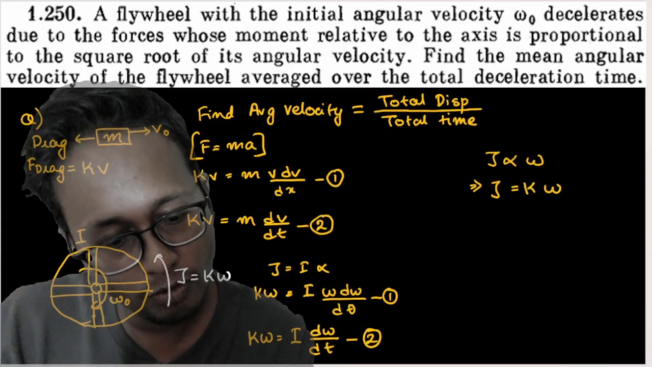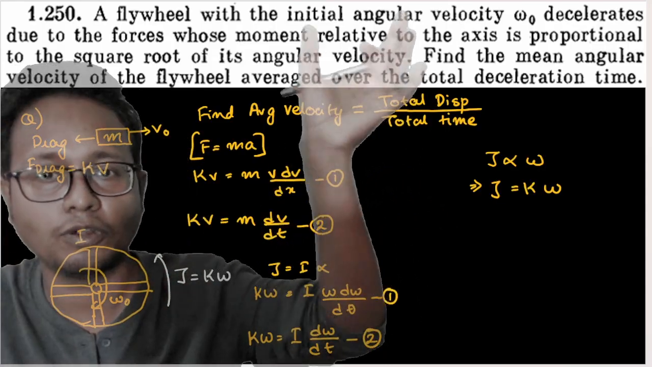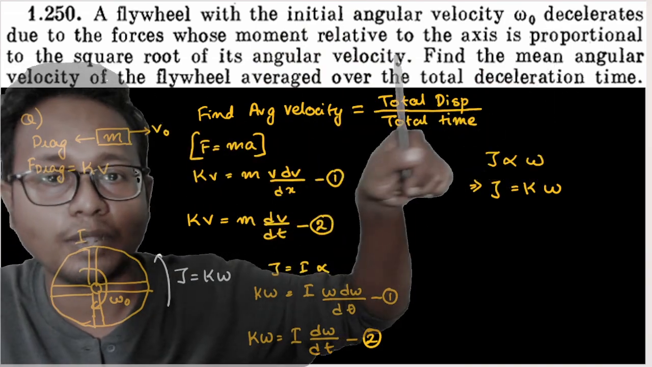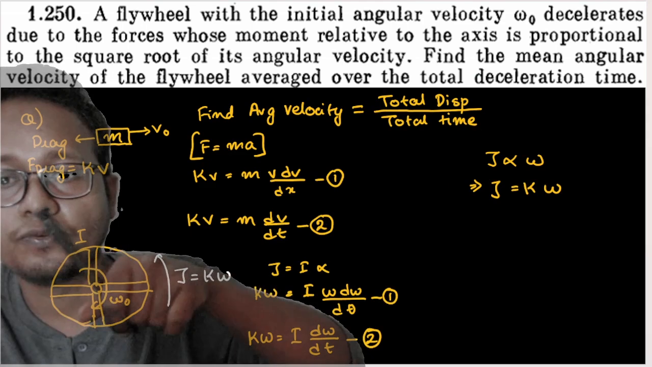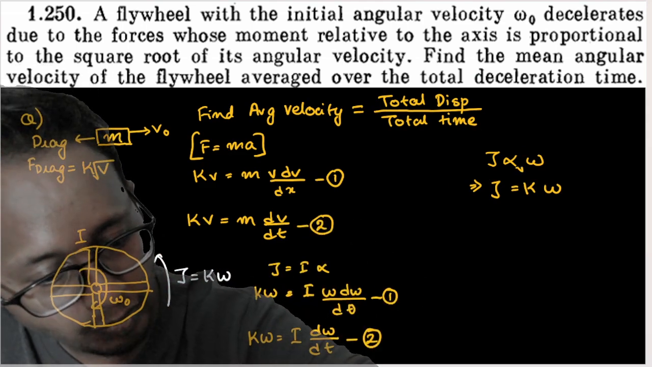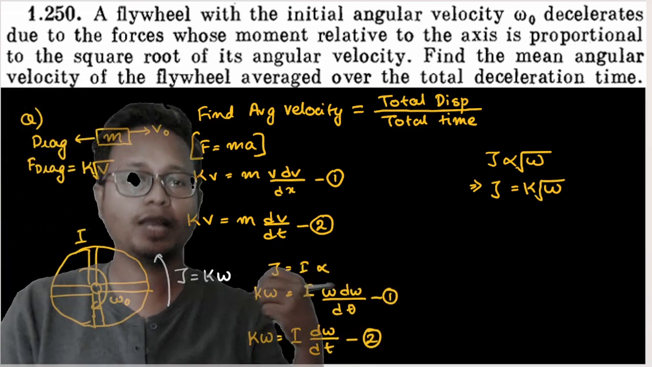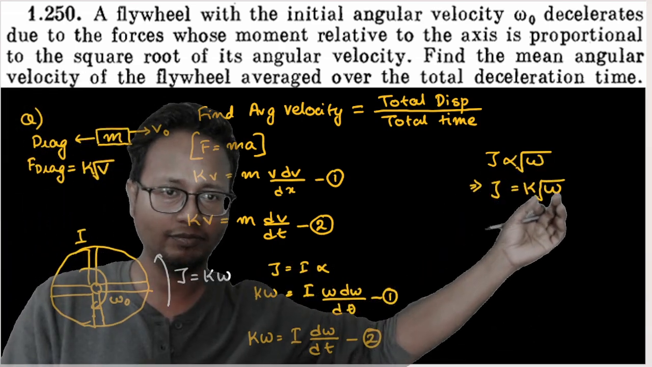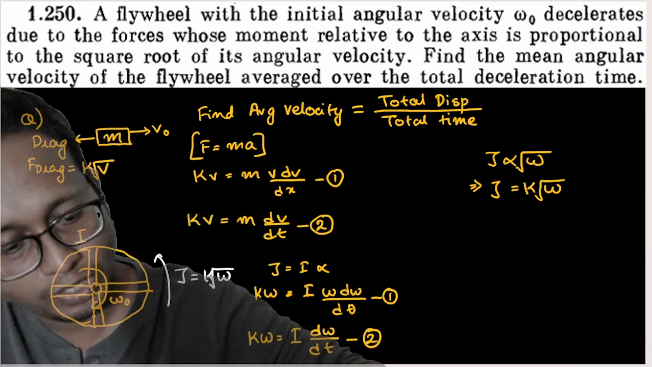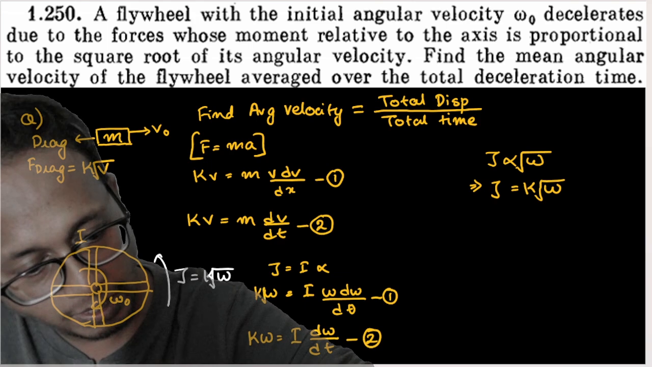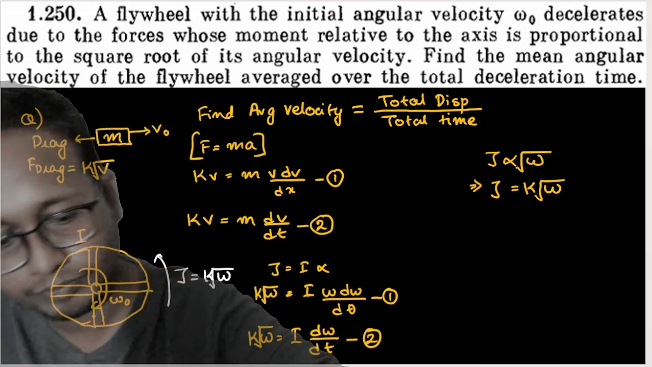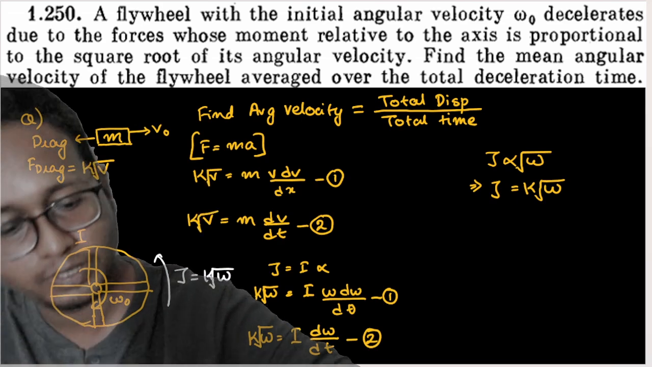And here, one more thing that I have done wrong. The question says the initial angular velocity decelerates due to forces whose moment relative to the axis is proportional to the square root of angular velocity. That means the torque is not directly proportional to velocity. Torque is directly proportional to the square root of angular velocity. So this is the mistake that I made here. Reading the question: torque is directly proportional to the square root of angular velocity.